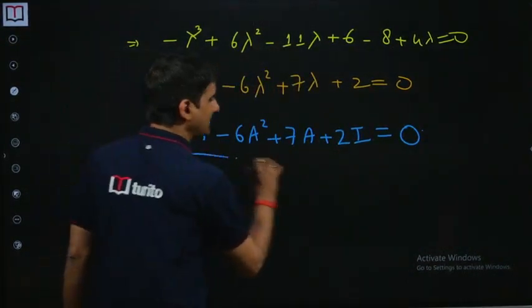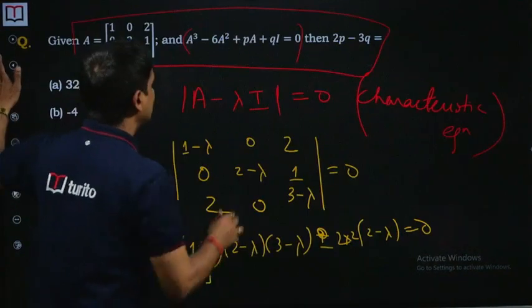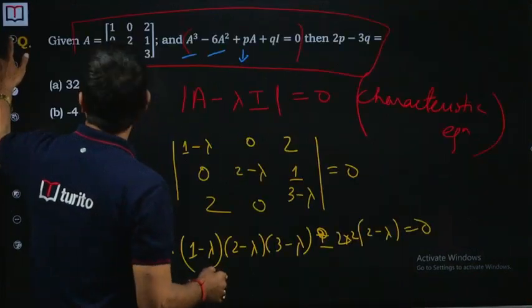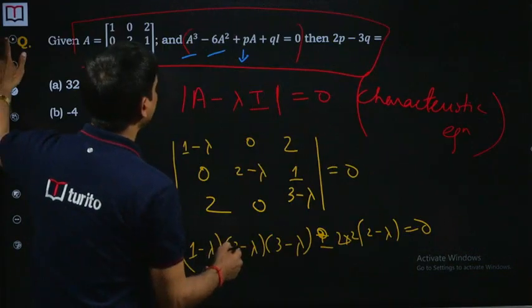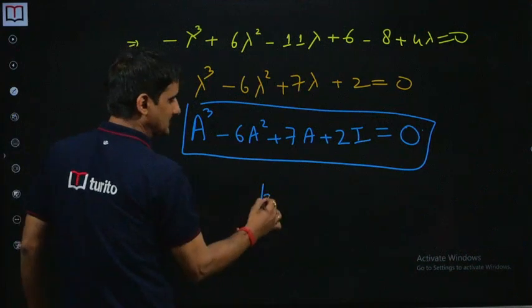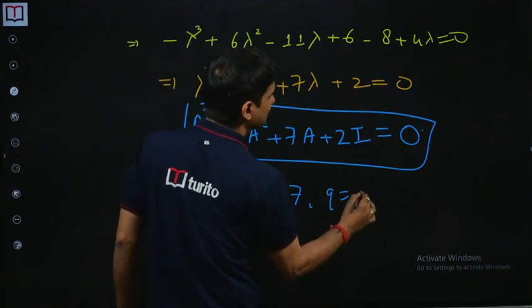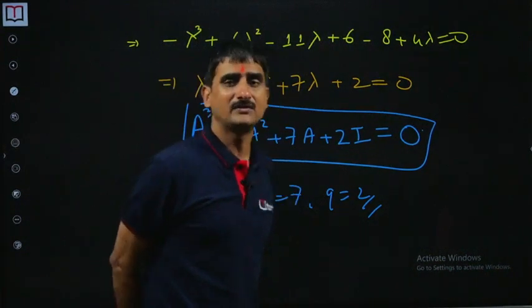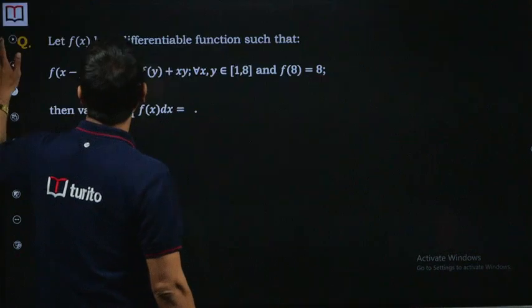Now compare it with the given relation here. These two terms match, so that means P is nothing but 7 and Q is nothing but 2. So P is 7 and Q is 2, and then you get it, bachon. So that's how we use the characteristic equation of any square matrix. So that was the purpose of this question.